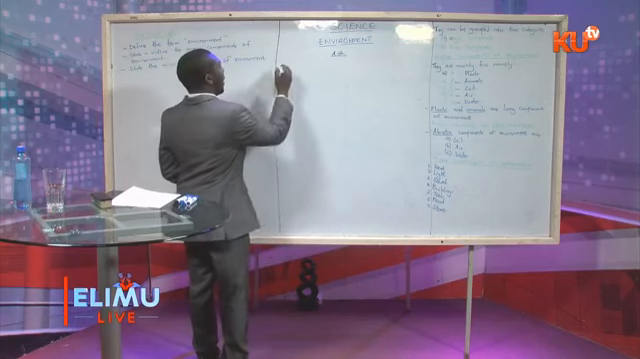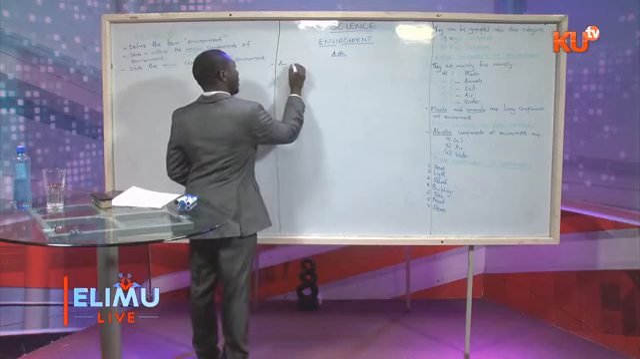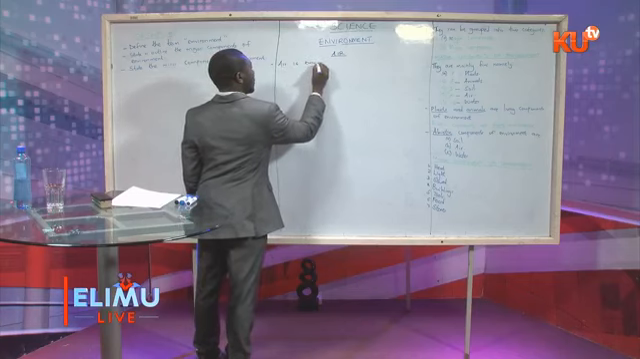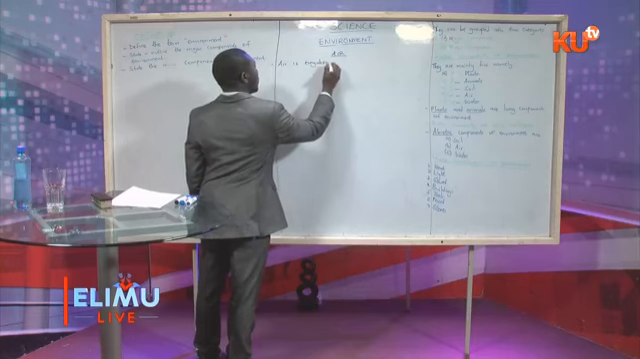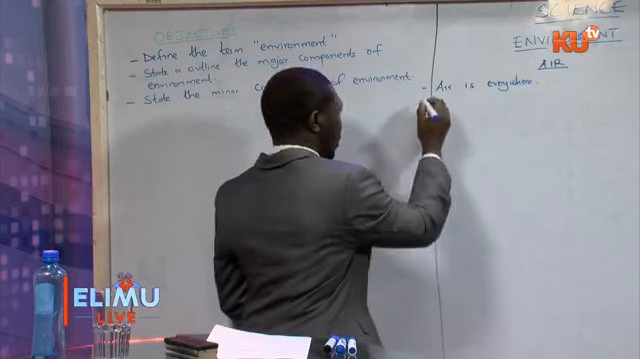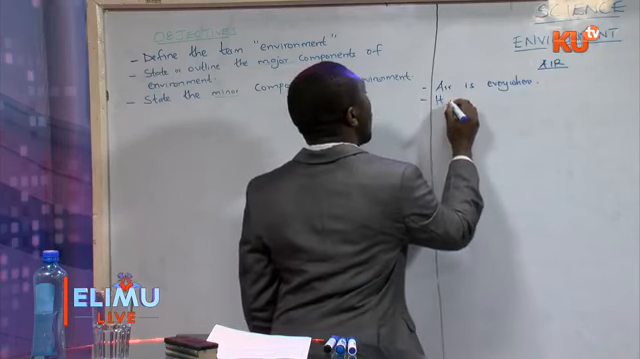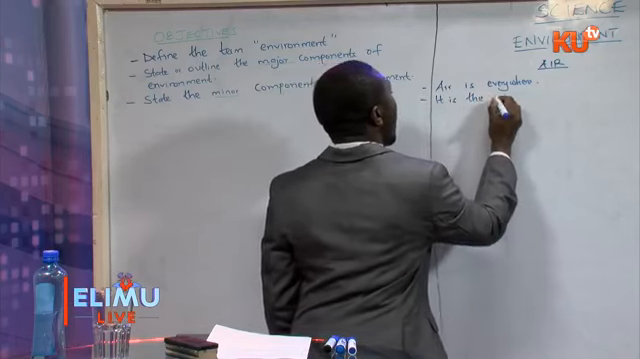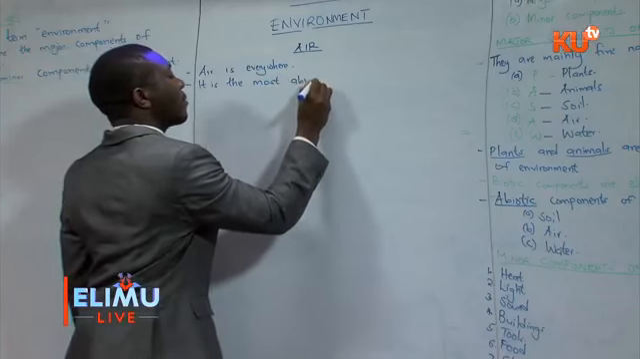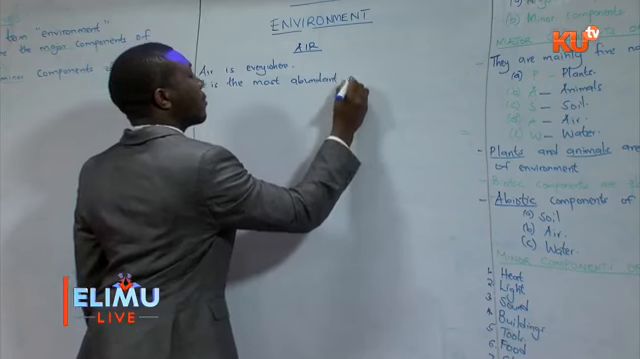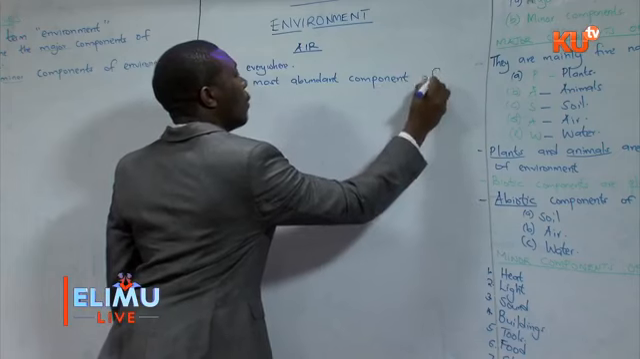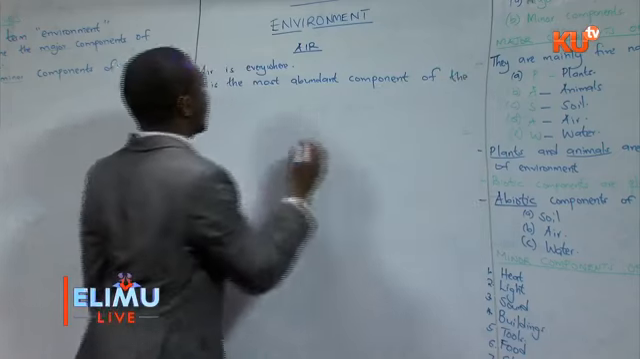1, we know that air is found everywhere. Why is it everywhere? Because it surrounds us. Air is everywhere. In short, it is the most abundant component of the environment.